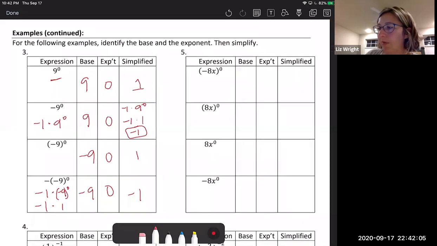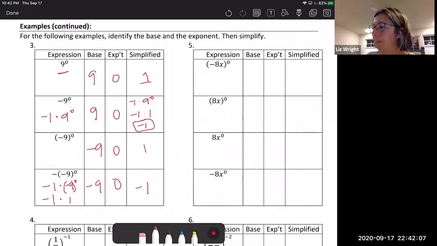I'm just going to bump over to number 5 since it's right here. So on number 5, we've got the quantity of -8x as our base because that entire quantity is being raised to the 0 power. So that's why both of those things are the base. So we've got -8x and the power is 0. Because both of those things are in parentheses and they're both being raised to the 0 and we only have multiplication going on right here, it's not addition or subtraction.